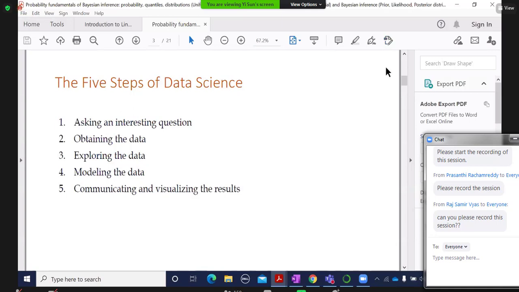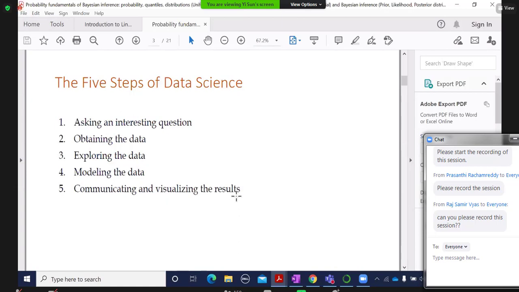Recording in progress. So 5 steps. Number 1, step 1, asking an interesting question. Number 2, obtaining the data. 3, exploring the data, modeling the data, communicating and visualizing the results.